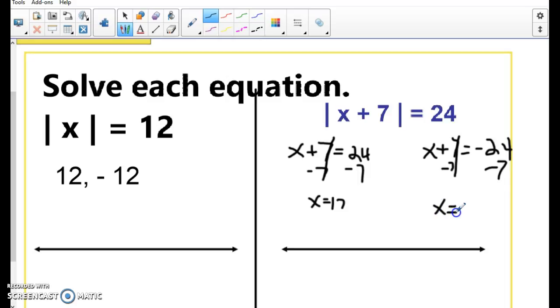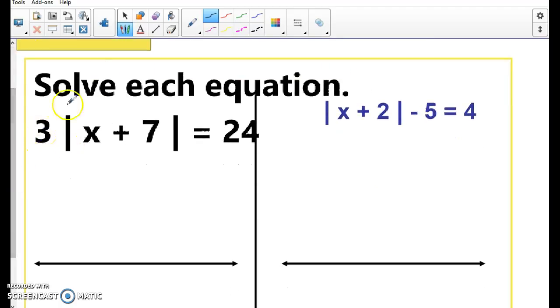Then I can always go back and double check and plug them in for my x and see if that makes sense. 17 plus 7 does give me 24. Absolute value of positive 24 is 24. For x equals negative 31, negative 31 plus 7 is negative 24. Absolute value of negative 24 is positive 24.